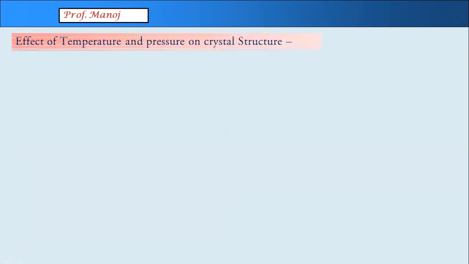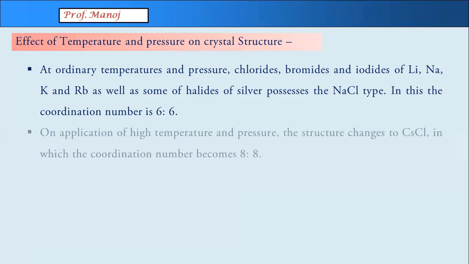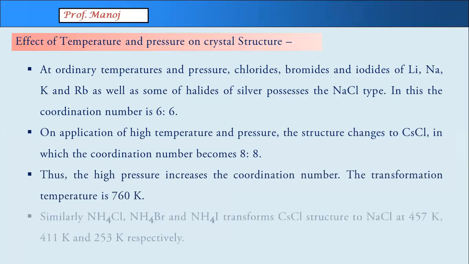There is a very interesting fact you can see here about the effect of temperature and pressure. At ordinary temperature and pressure, chlorides, bromides and iodides of lithium, sodium, potassium, rubidium and a few silver halides possess the NaCl type of structure. So the coordination number comes out to be 6 is to 6. But when you apply high temperature and pressure, these systems change to the cesium chloride system, which has coordination number 8 is to 8. This change happens at and above 760 Kelvin.